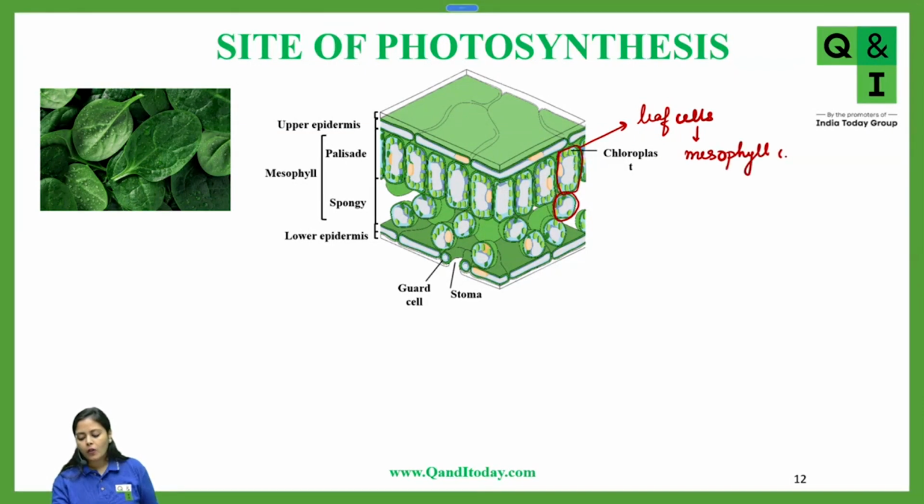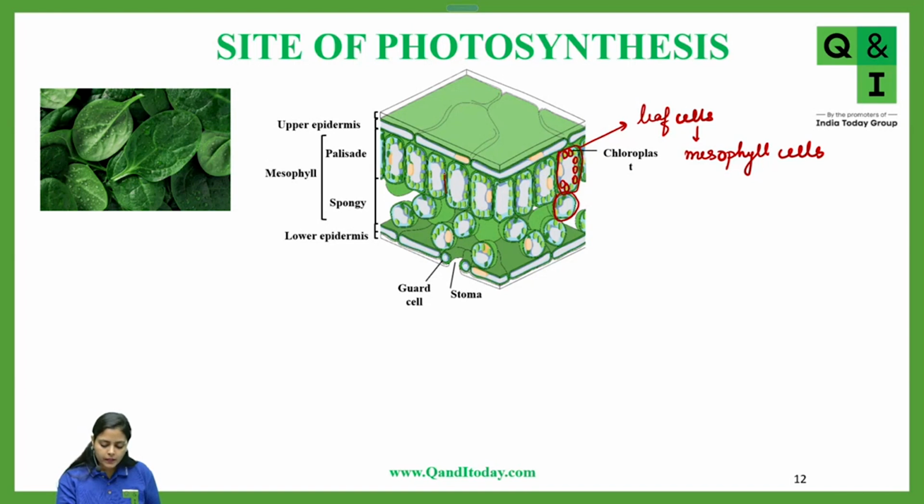Now, inside the mesophyll cells, you have these green structures present. Small green dots. I think all of you can see the green dots here present inside the mesophyll cells. Everyone can see this? The green dots. Now I'm drawing it with the help of red color. Everyone can see this or no?